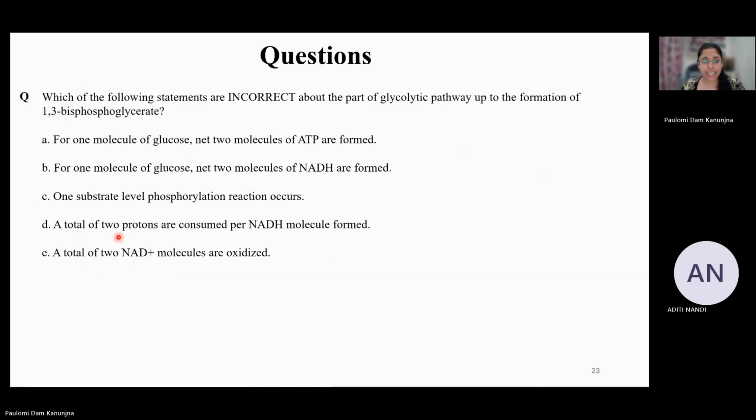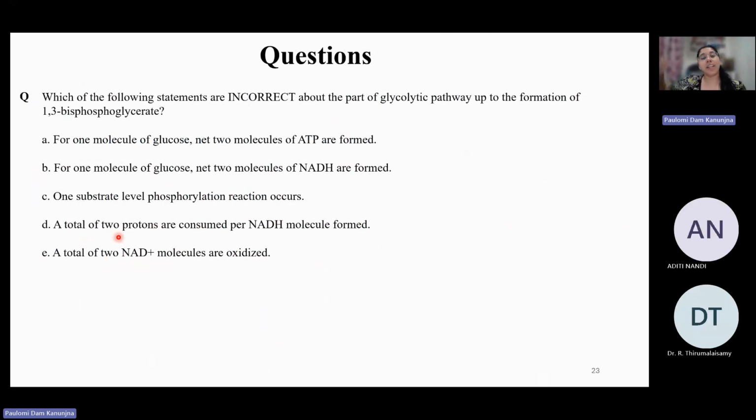Okay. Next. Which of the following statements are incorrect about the part of the glycolytic pathway that leads up to the formation of 1,3-bisphosphoglycerate? Leads up to the formation means basically all the steps till 1,3-bisphosphoglycerate. So of course your preparatory steps, first few steps, and then the steps of the payoff phase. So remember those steps and then try to answer this question.